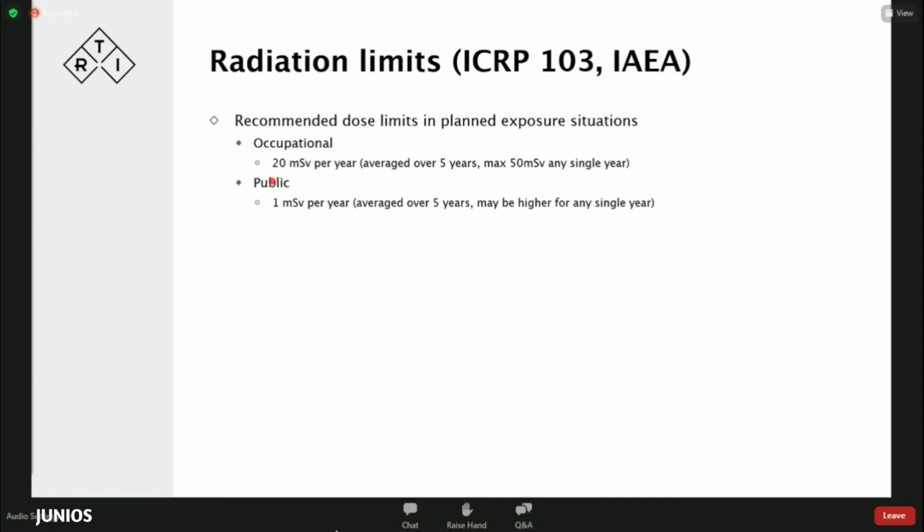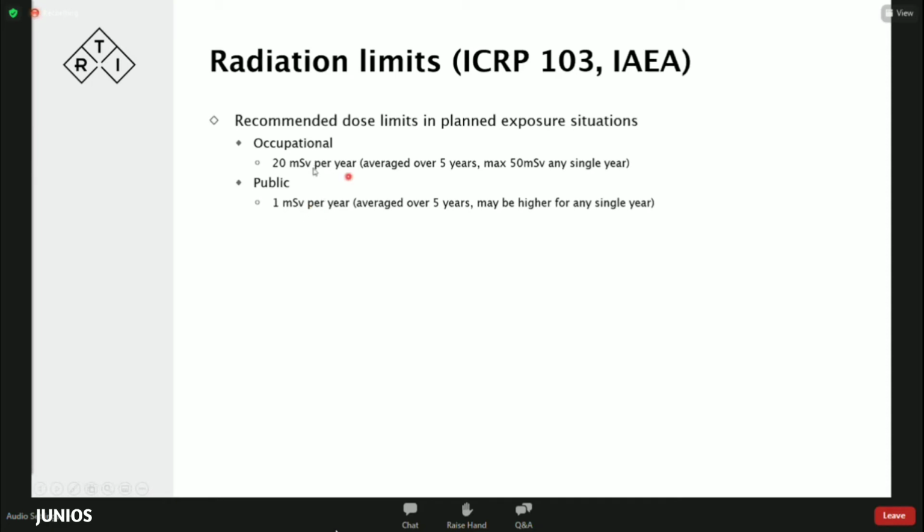Now, if you look into the public, these are people who are visiting patients or just passing close to an X-ray room. And normally, the public doesn't have records of their exposure. So, of course, we have to be better safe than sorry. If you notice here, the public limit is a lot lower compared to the occupational limits. For the public, we have 1 millisievert per year, averaged over a period of 5 years. It may be higher for any single year, but if you average it, it should not be more than 1 millisievert per year.